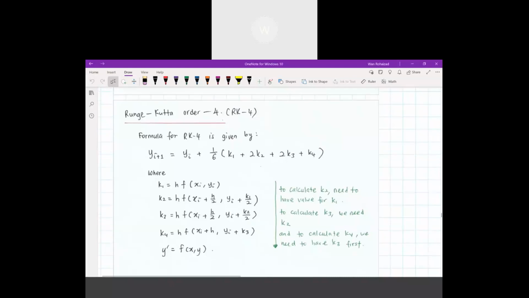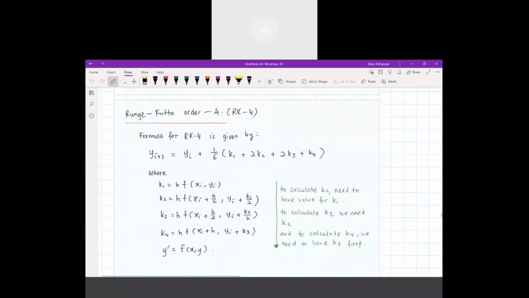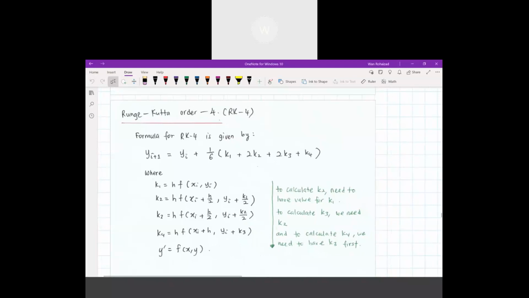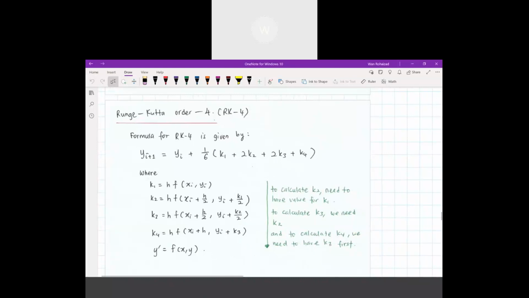In the introduction, I said that for initial value problems we have two methods: the Taylor method of order n, and the Runge-Kutta method of order 2 and order 4. But I will skip order 2, because I am confident that if we discuss Runge-Kutta method order 4, you will automatically understand how to solve using Runge-Kutta method order 2.